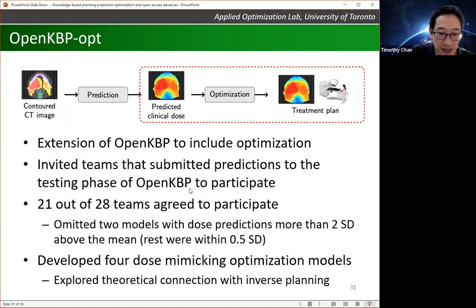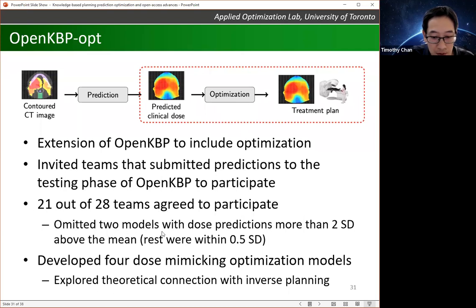Because this is a more specialized part of the competition, we said, let's just look at the best, the people who were predicting doses at the very end of KBP 1, and ask them if they want to participate. 21 of those teams said yes. Then we took those predictions and ran them through a set of optimization models to do benchmarking as well.